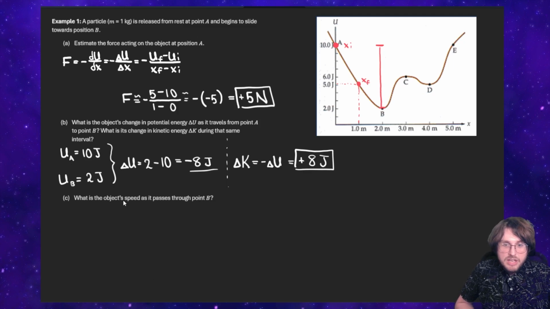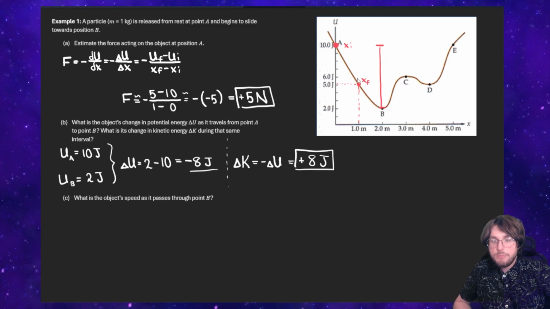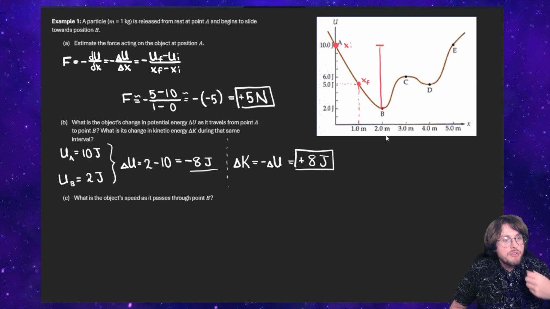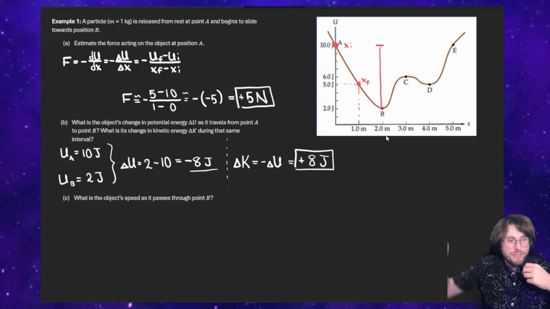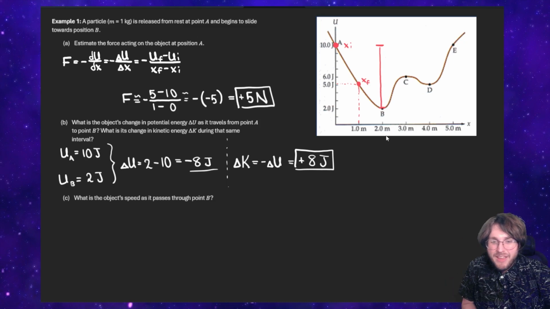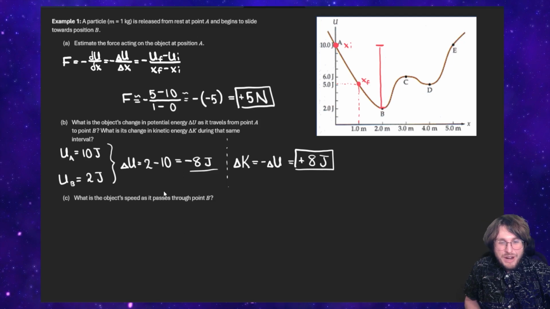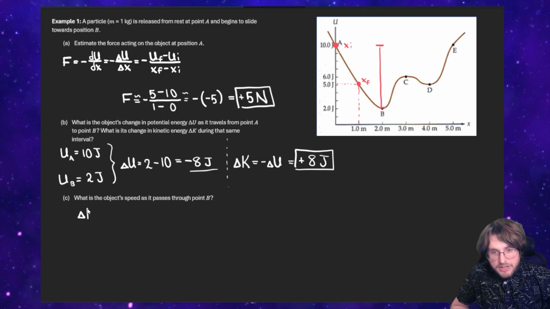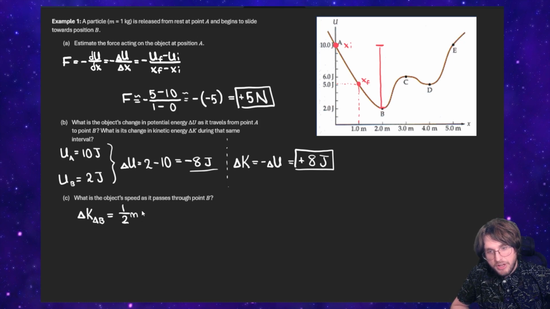And that leads directly into part C, where we're being asked to figure out the object's speed as it passes through point B. If you remember that animation on the slides of the dot bouncing around between the two sides of that fun looking curve, this is how you would estimate roughly what speed it has at different points around that graph. Now we're looking for a change in kinetic energy between points A and B, so I'm just going to label it as such. And we'll say that that is equal to 1/2 times the mass of the object times the final velocity squared minus the initial velocity squared.